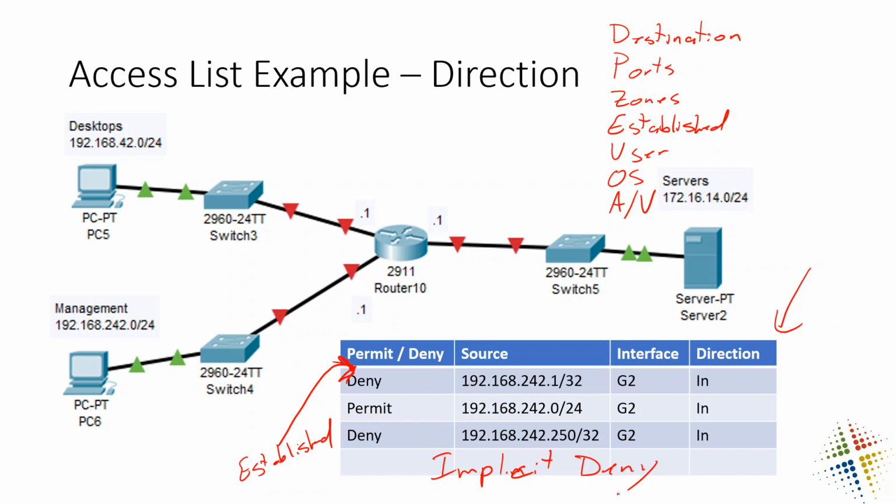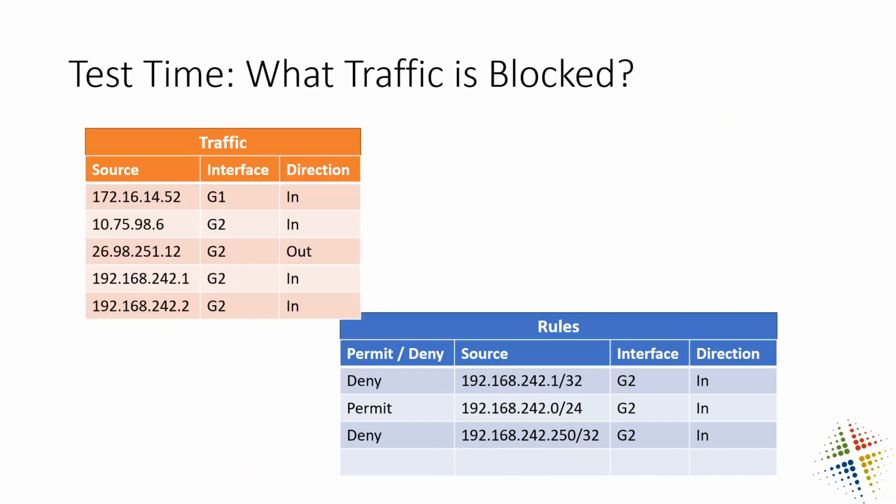All right, so test time. Let's see if you've paid attention. Go ahead and look at this example and pause the video. Basically, we have some rules down on the lower right-hand corner, and then we have some traffic on the left-hand side. The traffic specifies the source, which interface it's being seen on, and then what direction it's going. So go ahead and look through these various rules and the traffic, and identify which traffic is being blocked. Go ahead and pause the video, figure it out, and we'll talk about it here in just a second.